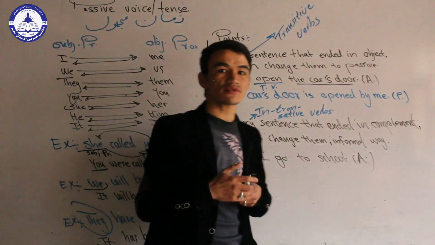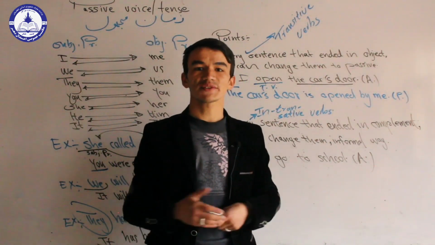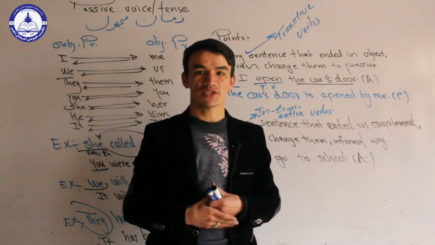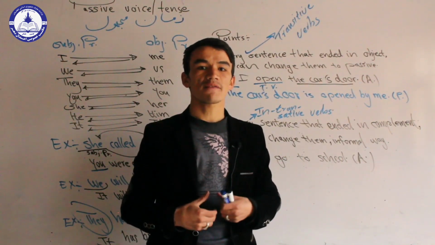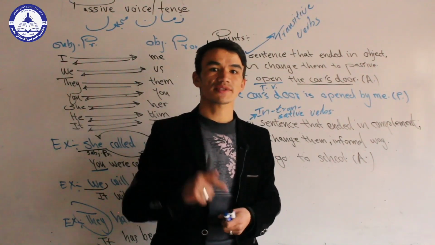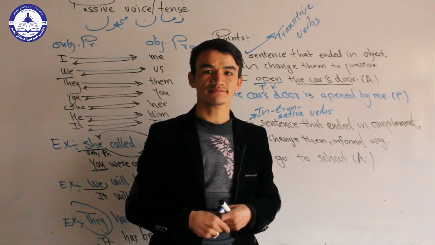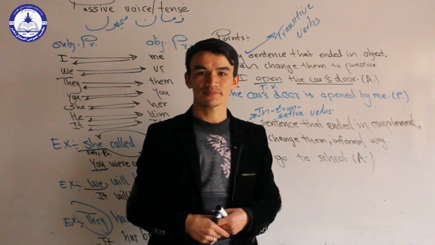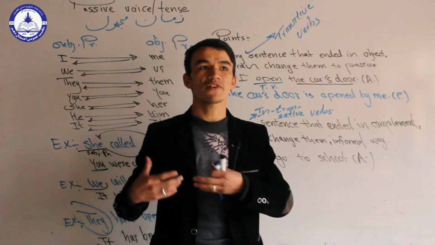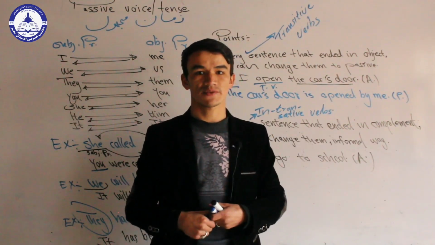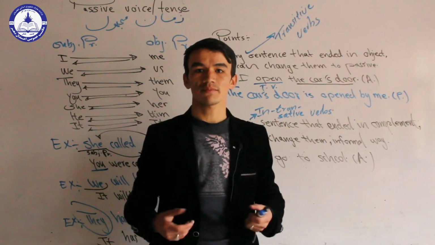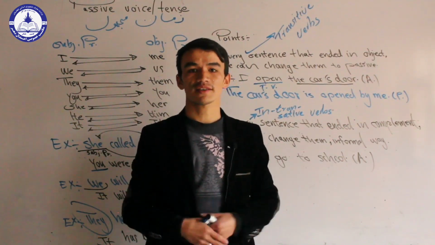So, consider transitive verbs. Some people will ask you, what is a transitive verb? A transitive verb needs an object. When a verb needs an object, that verb is called a transitive verb, like open, kill, call, touch, and so on. But sometimes we will face a verb that can be both transitive and intransitive, for example speak, swim, run, walk, and so on.